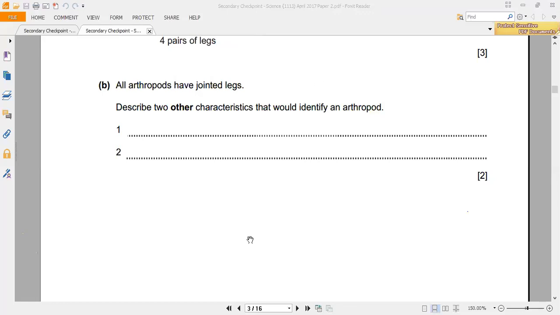Number B, all arthropods have jointed legs. Describe 2 other characteristics that would identify an arthropod. As I told you, you have to read chapter number 6. I think it will not take more than 20 to 30 minutes maximum, but it's important to read it because it mostly comes in the exams.